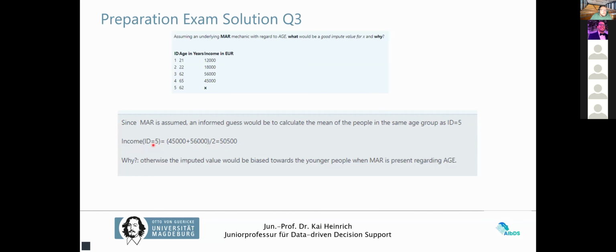So I choose income ID5 equals, so I'm going to take the 45 and the 56,000 divided by 2, and I have this value y. The important thing is the y. Don't forget the y, please. So look at the bold thing. You need to do this, otherwise the imputed value would be biased towards younger people when MAR is present regarding age. That's basically it. Easy calculation with multiple results possible, and don't forget the y.